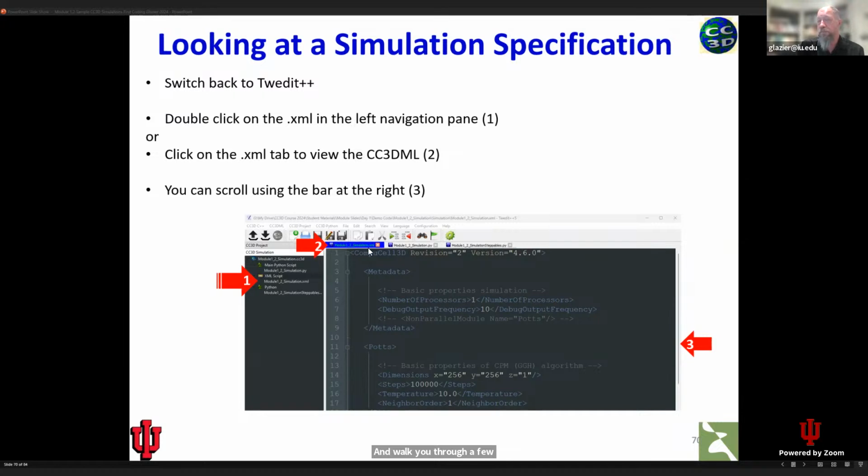Go back to Twedit, and if you double click on the module or the name of your file, .xml, or the tab at the top that ends in XML, you'll pull up the XML part of the code. And you can use the scroll bar on the right. And for some reason, in current versions of CompuCell, that scroll bar is really narrow, so it's sometimes a little bit hard to grab. You can also use the up and down arrows. Okay.